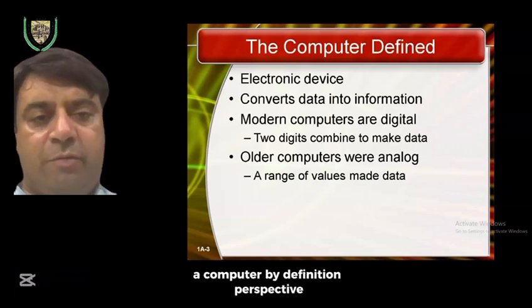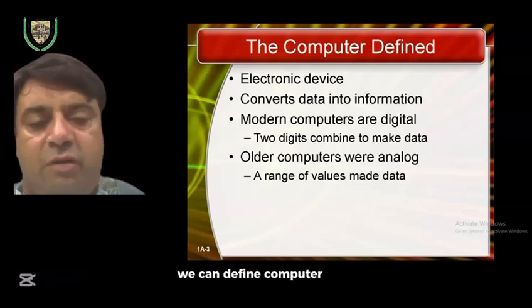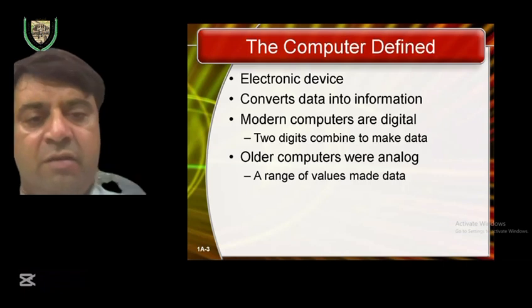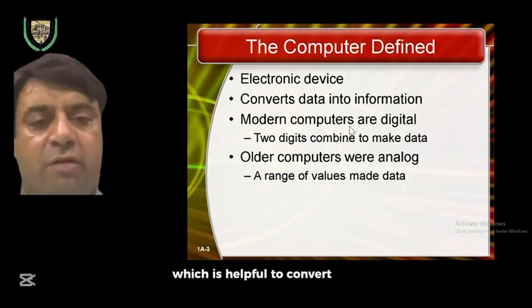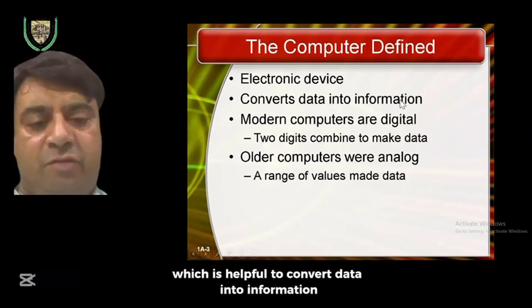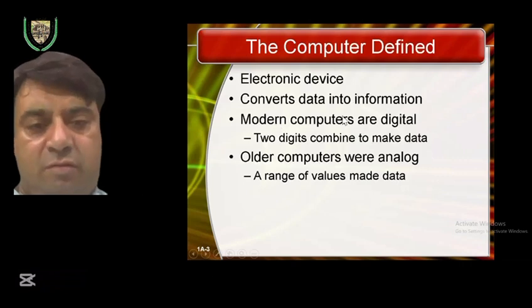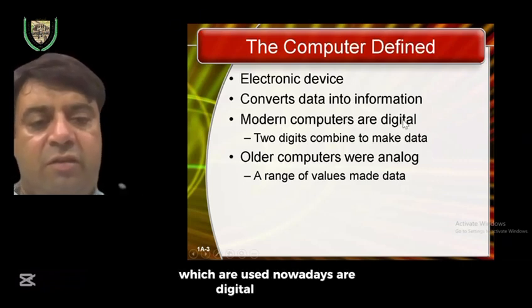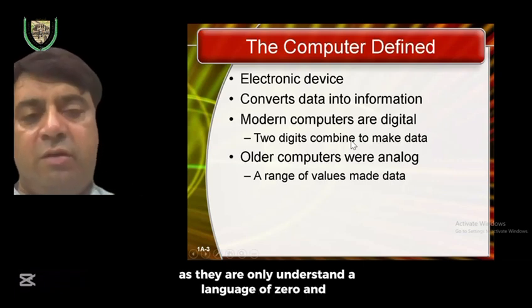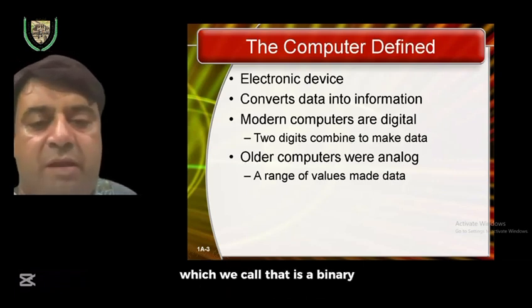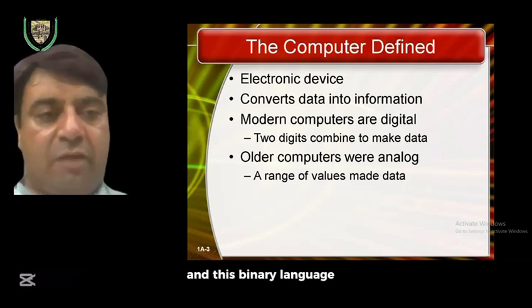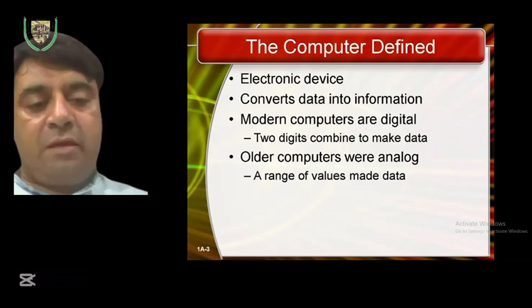By definition, we can define a computer as an electronic device which is helpful to convert data into information. Modern computers which are used nowadays are digital computers, as they only understand a language of 0 and 1, which we call binary language. And this binary language is actually understood by the computers.